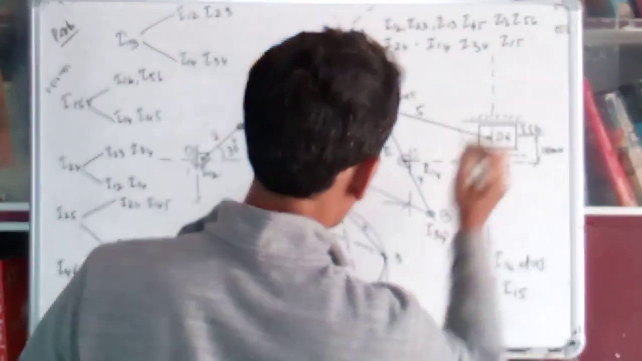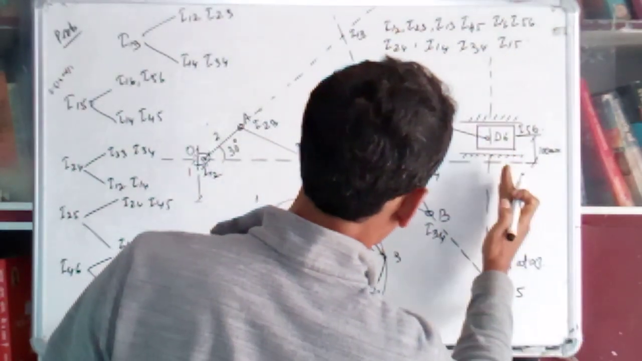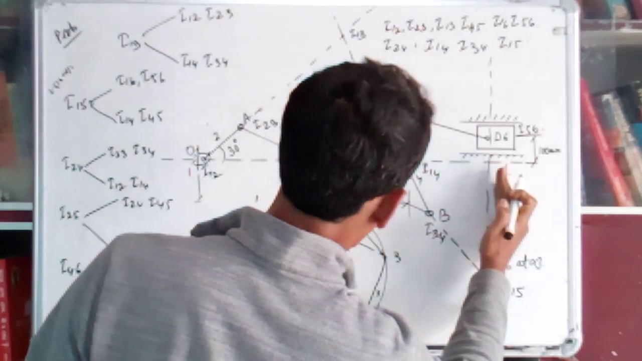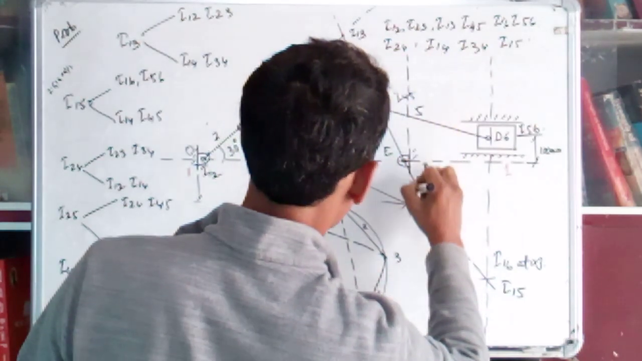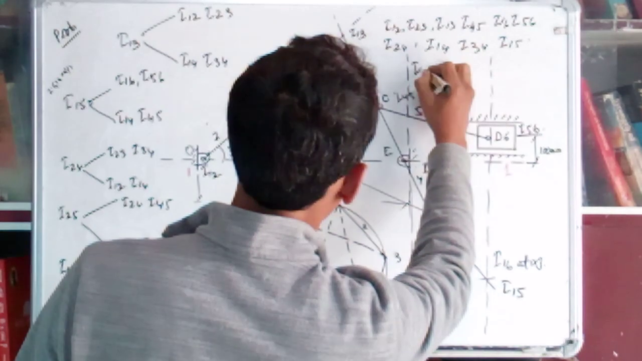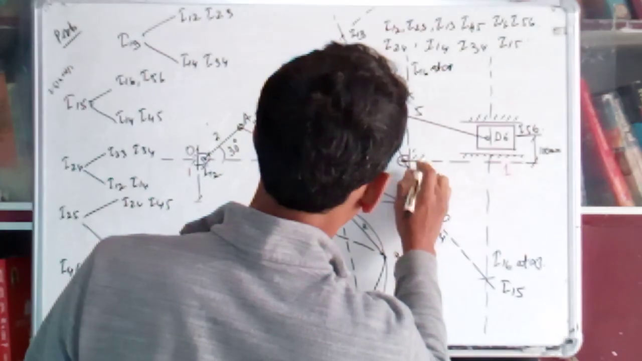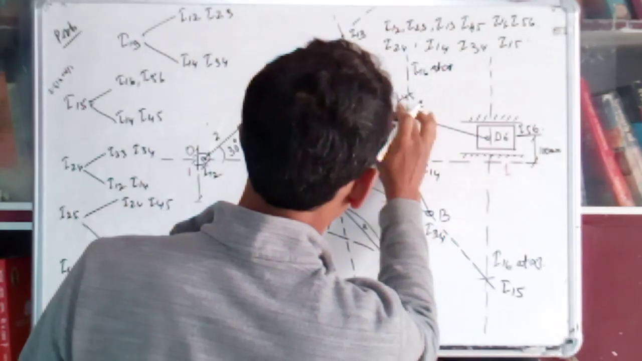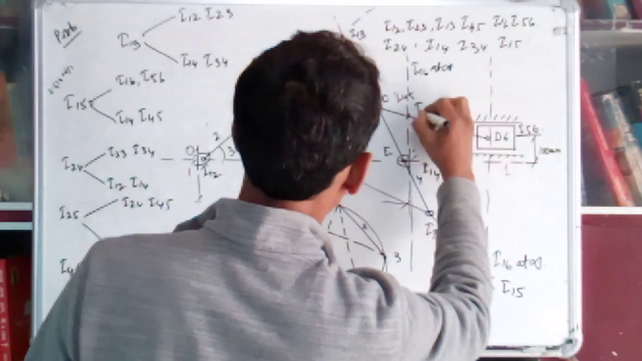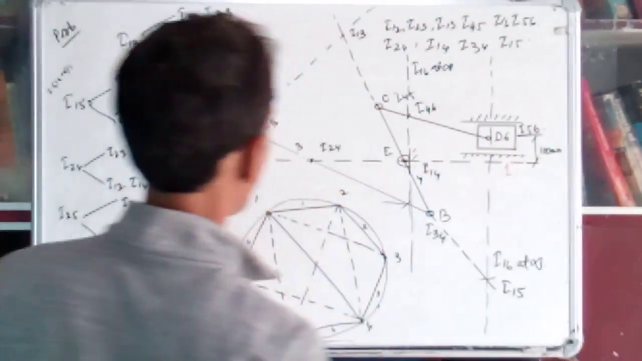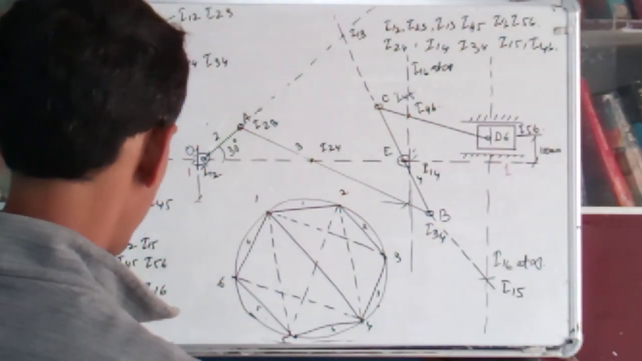I14 and I16. As it is a vertical line, you have to take this line parallel, this parallel line you take it here. So I14 and I16 will meet at infinity. I14 and I16 and I45 and I56 meet here. That is I46. Okay.